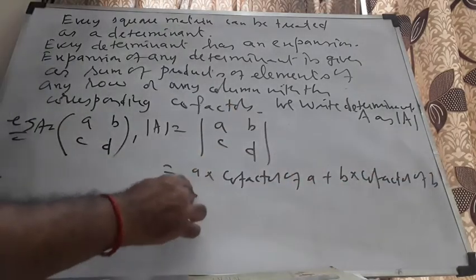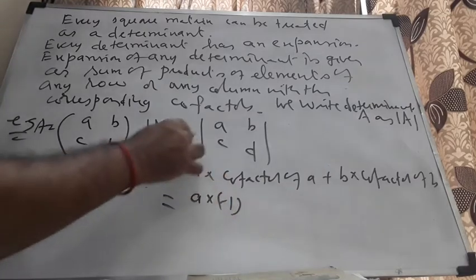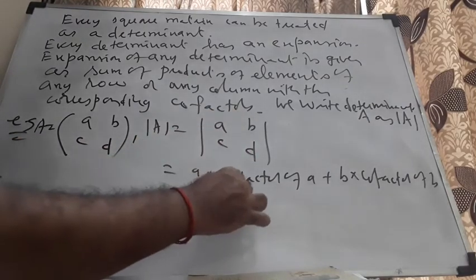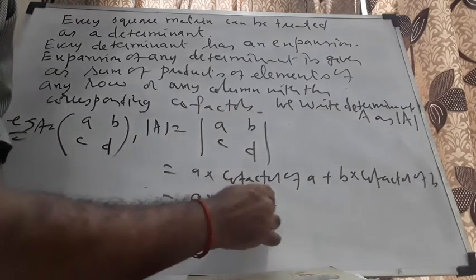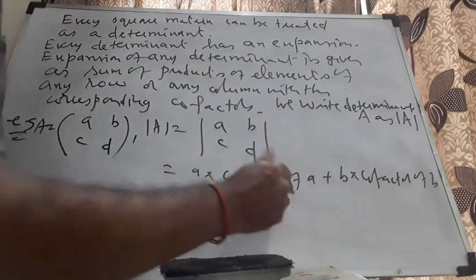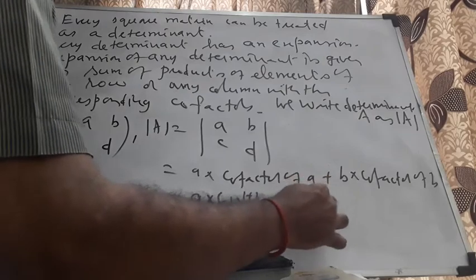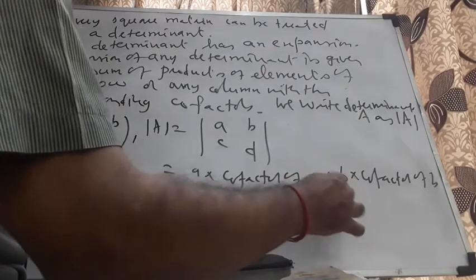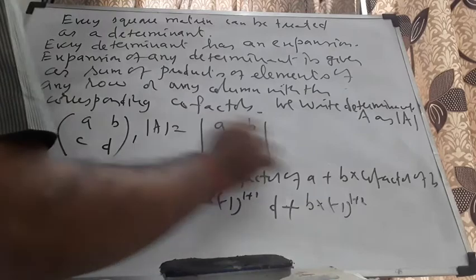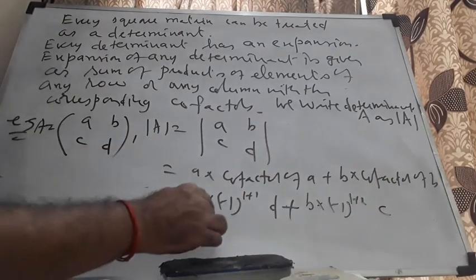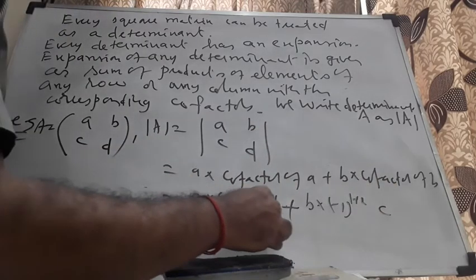I take the first row. What does it say here? The position is minus 1 raised to 1 plus 1. Remove the row and column, I will get d. Plus b into minus 1 raised to 1 plus 2. Remove the row and column, I will get c. Therefore, here I will get ad minus bc.